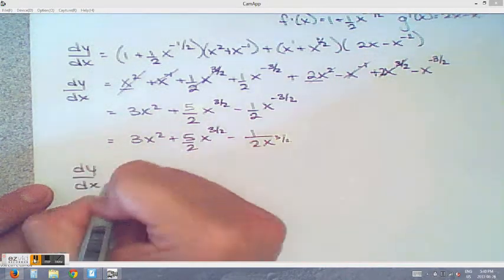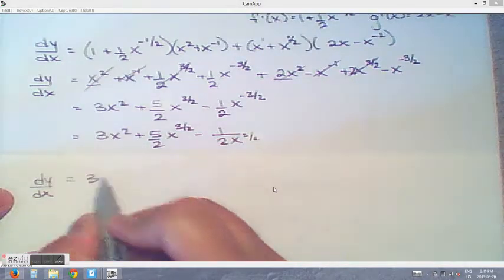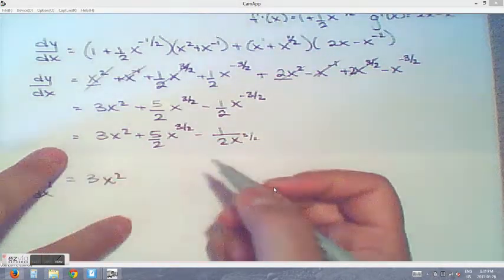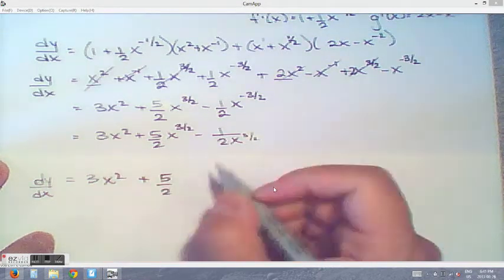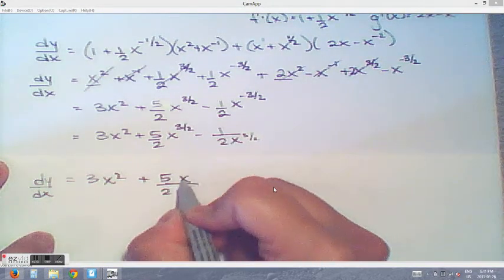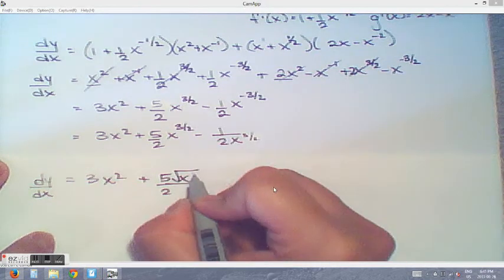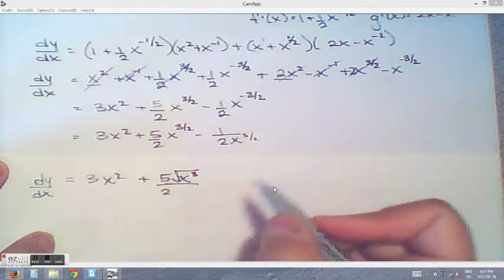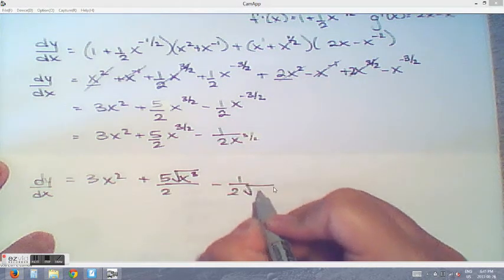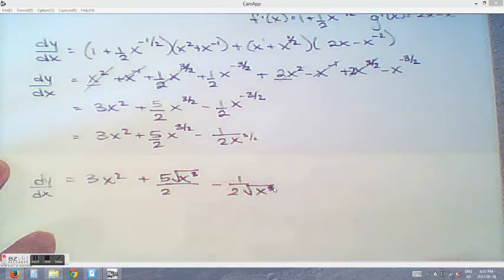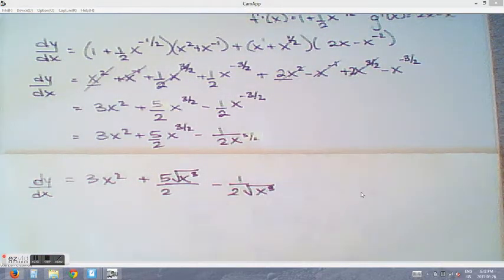dy by dx is equal to 3x squared plus 5/2 x square root of x cubed minus 1/2 x cubed. So that would be our final answer right there. It's completely simplified.